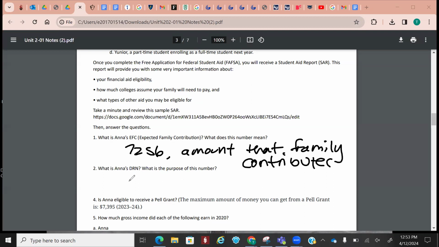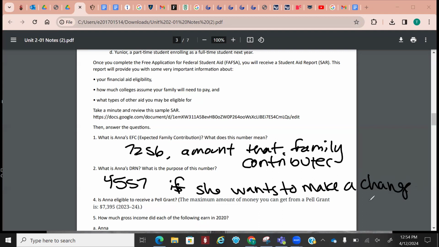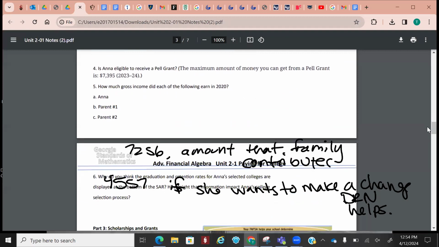Okay, what is Anna's DRN? And what is the purpose of this number? So the DRN is 4557. And if she wants to make a change to her FAFSA, she's going to need that number. Because sometimes you fill out the FAFSA and then all of a sudden your mom's like, just kidding, we actually made an extra $20,000 this year. That's going to impact how much financial aid you are going to get.